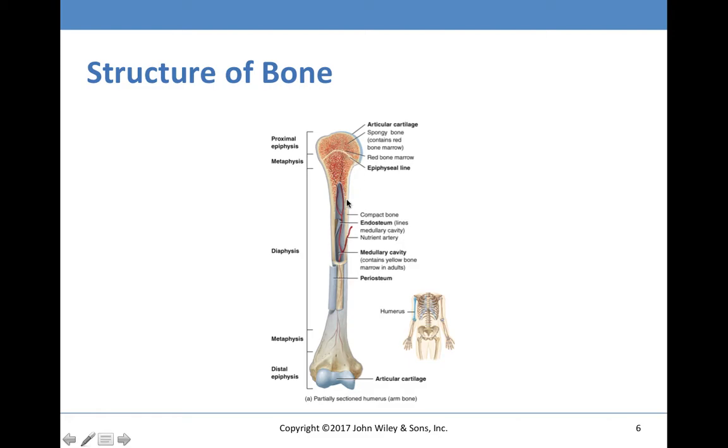Then within the diaphysis here, we actually have the marrow cavity. So it is nice and hollow, and it will contain that yellow marrow that we talked about for the storage of triglycerides. It can also contain some adipose tissue, so more fat deposits as well.